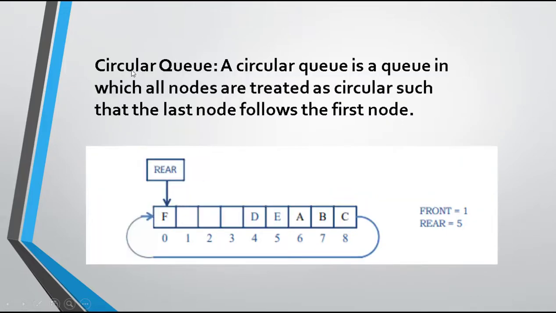The next type of queue is the circular queue. In a circular queue, the nodes are treated in a circular fashion such that the last node is followed by the first node. So the last node will be followed by the first node.